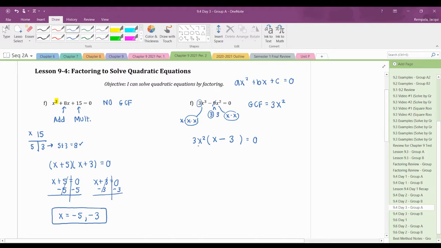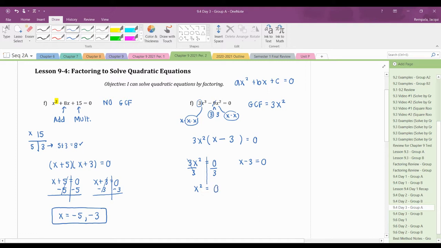Notice that in this problem, my GCF has a variable. So that 3x squared, I get to set equal to 0, and I can solve for x. The other factor is the x minus 3, so I get to set that equal to 0. Notice that the 3x squared equals 0. I need to get the x squared by itself, so I'm going to divide both sides by 3. That gives you x squared equals 0, because 0 divided by any number is 0.